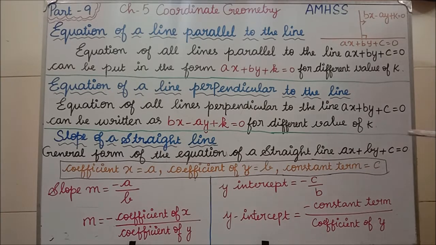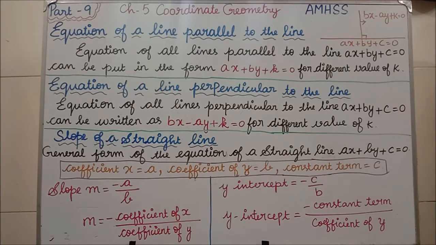If I give an equation and ask you to find the slope, you can write any one formula. Either you can write slope m equal to minus a by b, or you can write m is equal to minus coefficient of x divided by coefficient of y. Any one you can write, both are the same. Similarly here also, any one you can write. Clear? Shall we start exercise 5.4 now?